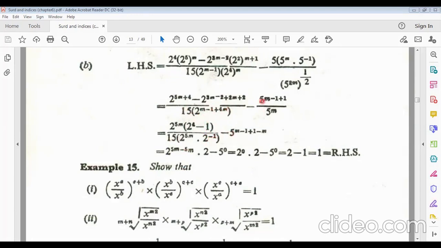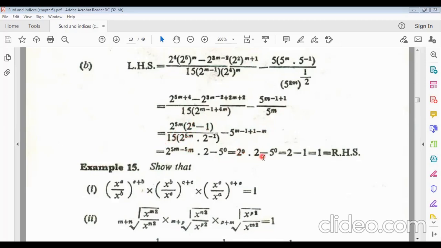Okay. Minus 5 same base, just power will be sign changed. Minus m. 1 cancel and m will be also cancelled. So 5 to the power 0. And here 2 to the power 5m will be what? Cancelled. And 2 to the power 4 means what? 16. 16 minus 1 what? 15. 15 will be cancelled. So all will be vanished.